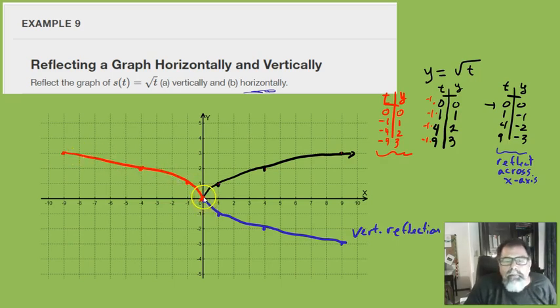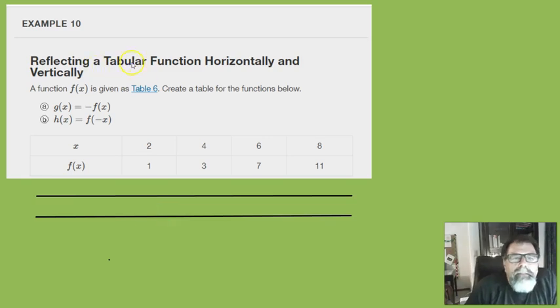Okay, so you can see the red ones are a reflection across the y-axis, or a horizontal reflection, and the blue one is a vertical reflection, or reflected through the x-axis, right? You can think of it either way. Okay, reflecting a tabular function horizontally and vertically, a function f of x is given in table 6. That's this one here.